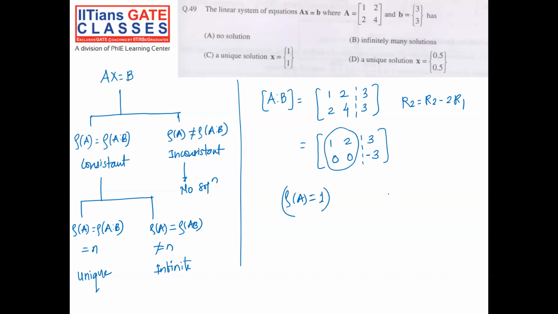Whereas the rank of matrix AB is 2, because the overall matrix is 2 and the number of non-zero rows are 2 here, correct? Because now we are considering the entire matrix. So there is inconsistency. Rank of A is not equal to rank of AB. Hence, it will have no solution. Okay, hence it will have no solution. So option A is correct in this case.